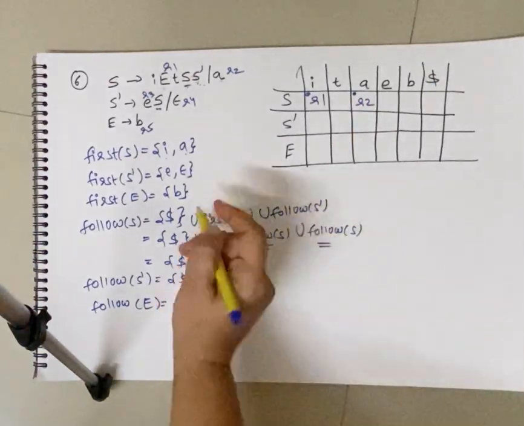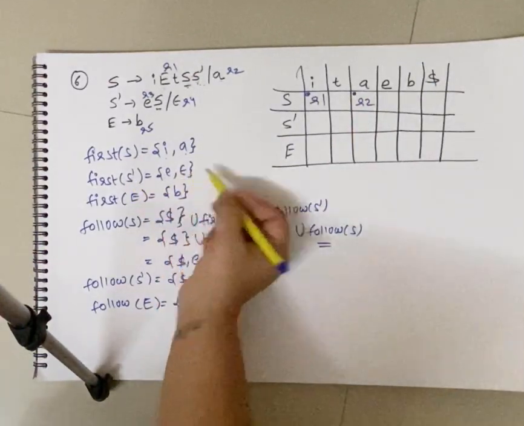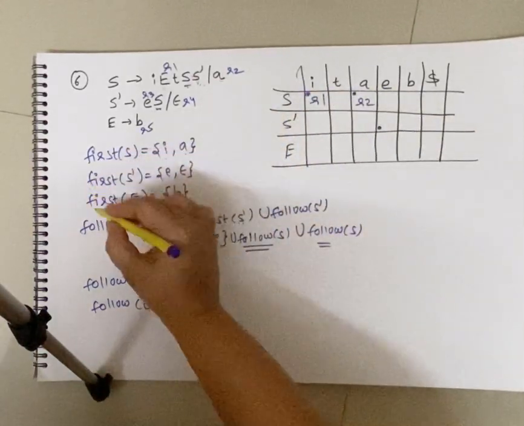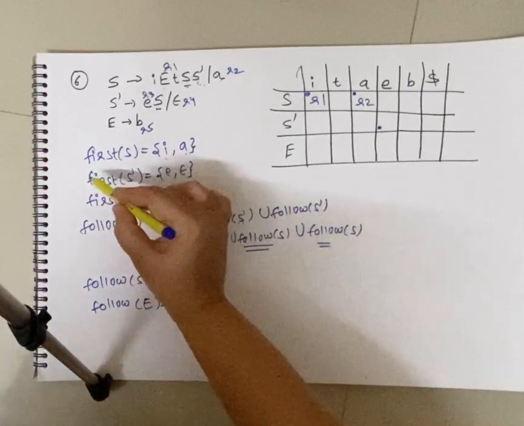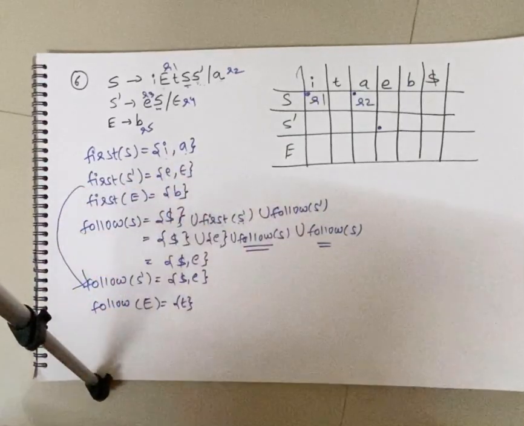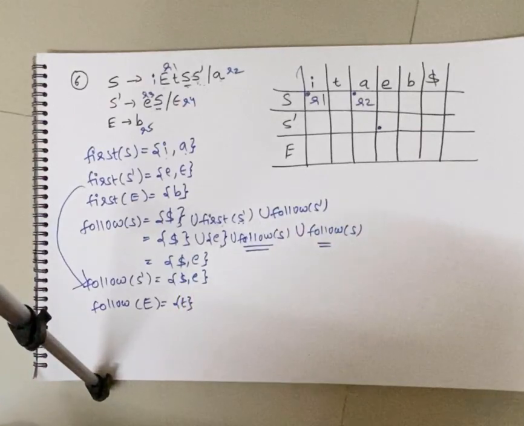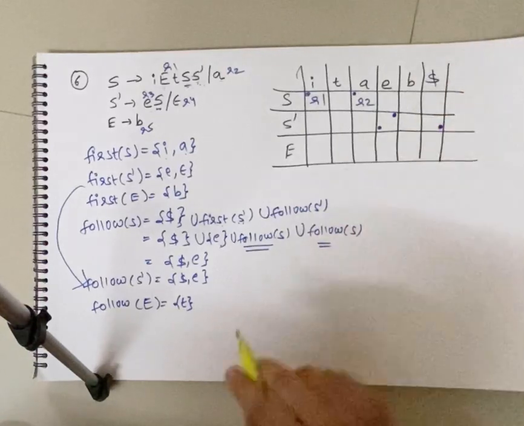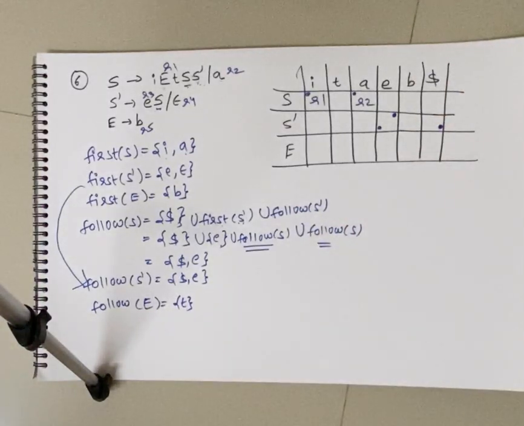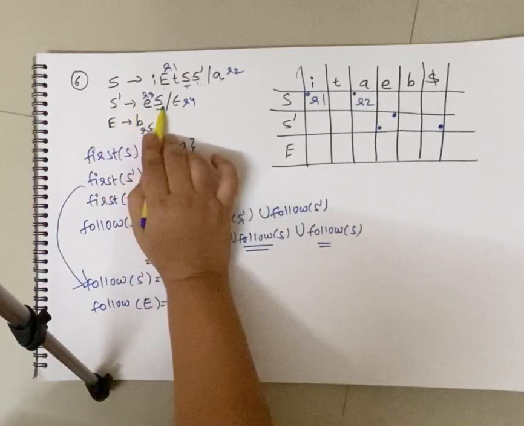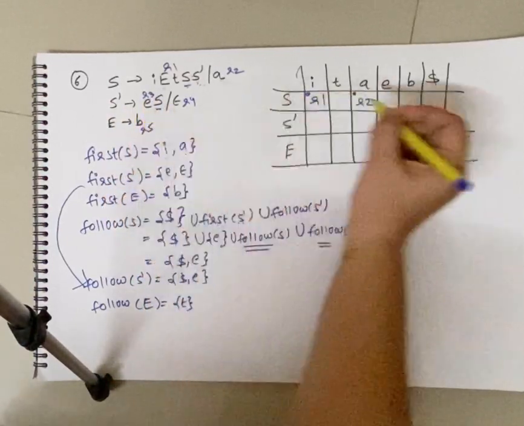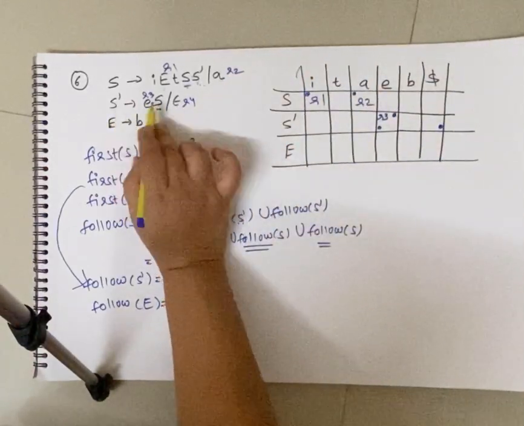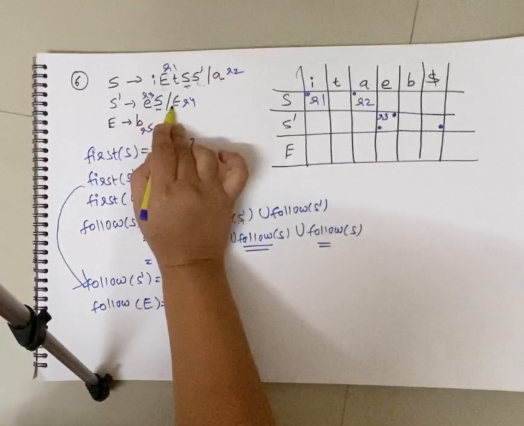Simple. Moving ahead, first of S dash is e and epsilon. So I am going to select e. And as first of S dash contains epsilon, I have to observe what is follow of S dash. What is follow of S dash? Dollar and e. So once again, I am going to select e and I am going to select dollar. How are we going to make value entries over here? S dash derives eS, that is R3, which starts with small e. So I am going to write R3 over here. Now R4, that is S dash derives epsilon. Where should it be written?